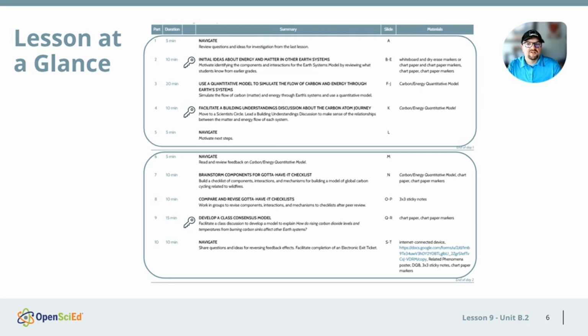Taking a look at the overall design of the lesson, we can see that it is split into 2 distinct sense-making loops. Loop 1 spans parts 1 through 5, where students will focus on simulating global carbon and energy flow, and the second loop is where they will shift to modeling the global feedback effects of those energy and matter flows.